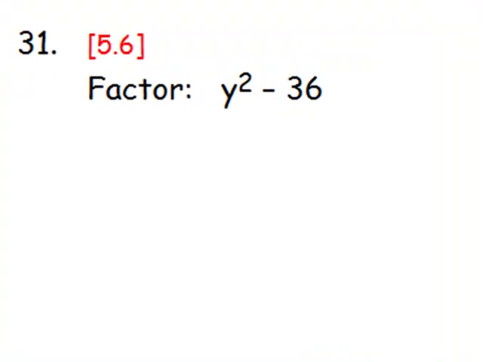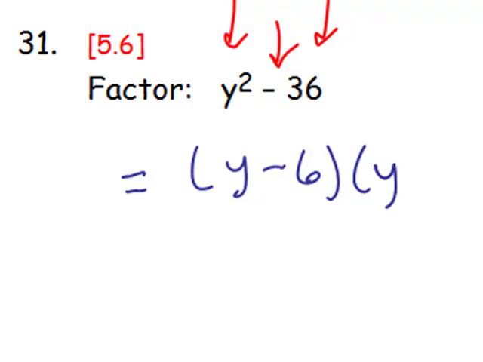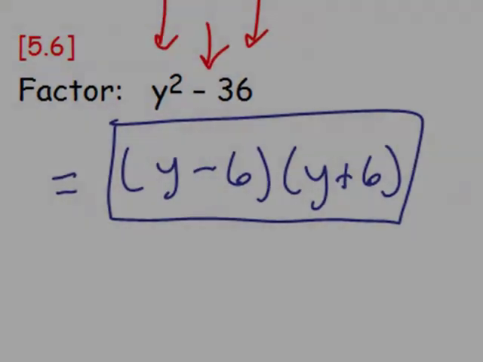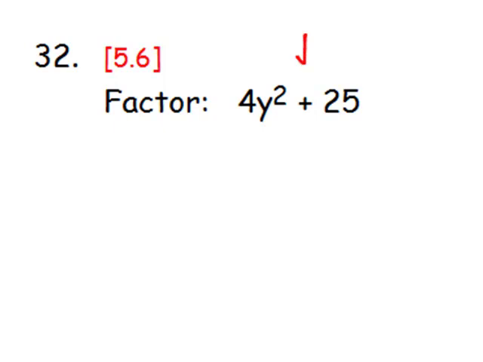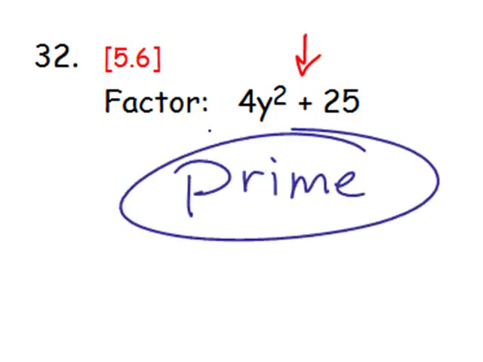Okay, number 31. Well, this is very straightforward. Y squared minus 36 is the difference of two squares. Y squared minus 36 factors into two binomials that are called conjugates. They're not exactly the same. One has a minus sign, one has a plus sign. Otherwise, the numbers are the same. Number 32. This, however, is the sum of squares, and this is prime. Cannot be factored.